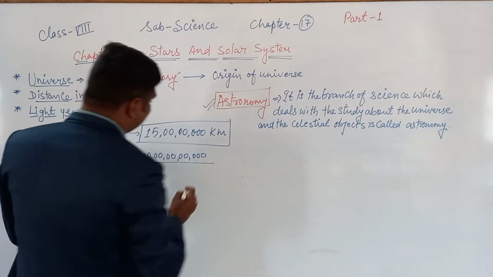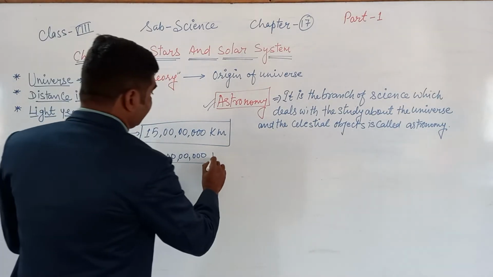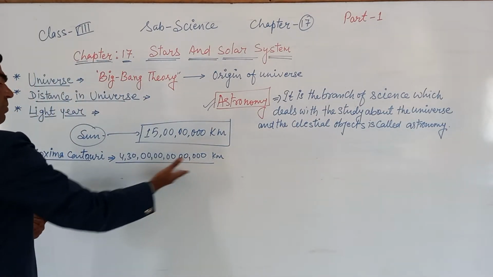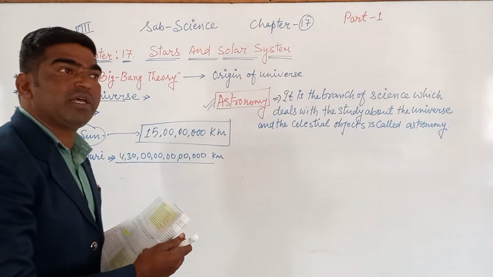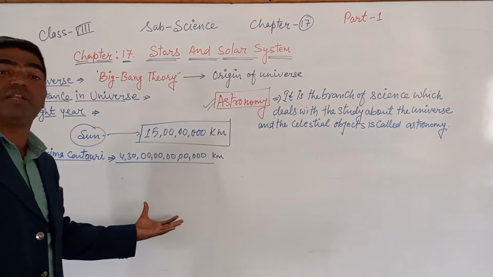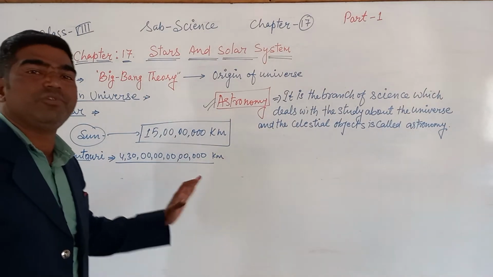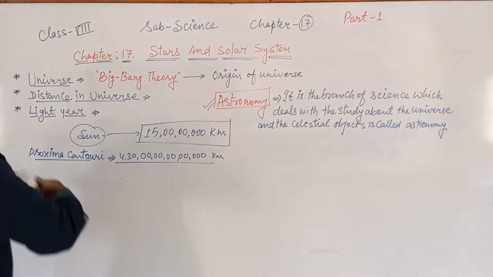So now this is the distance of Proxima Centauri from the Earth. Okay, so this number, with so many zeros in between, we cannot express conveniently in meters and kilometers. So for this we are using another unit that is called what? Light year.